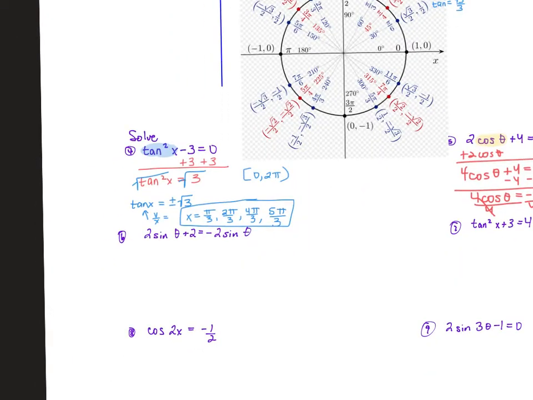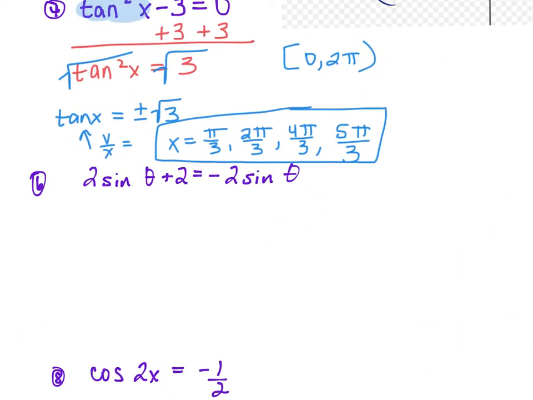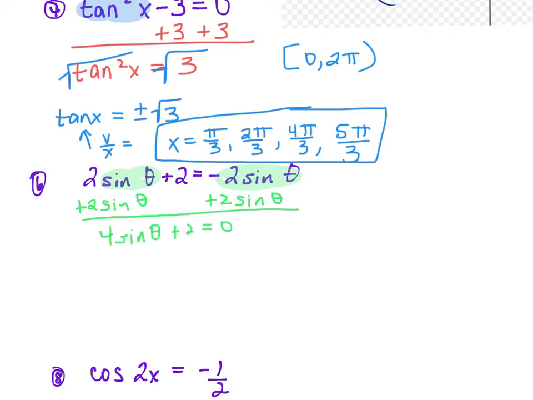All right, moving along here, I have sines. Same function, just on opposite sides of the equal sign. So let's get them all together. So I have sine theta, sine theta. So just do what we did just a second ago. I'm going to add 2 sine theta to both sides, plus 2 sine of theta. So I have 4 sine of theta plus 2 equals 0.